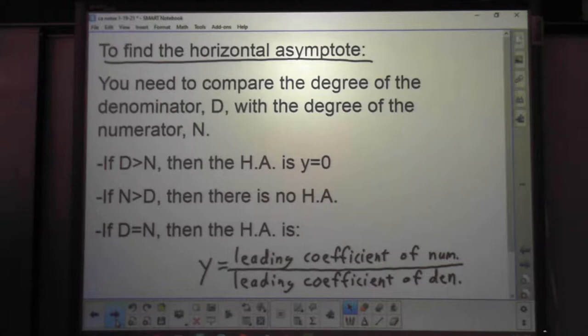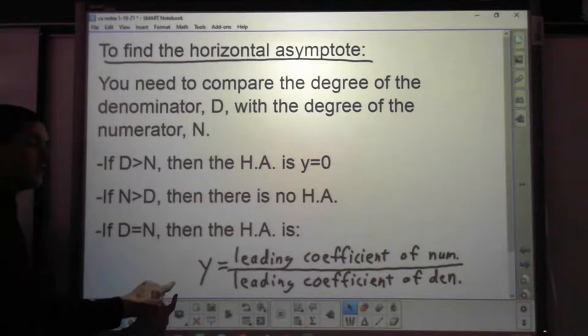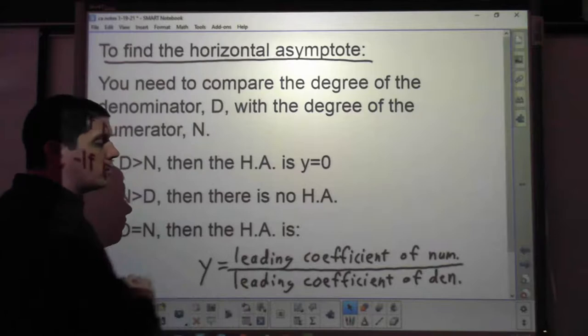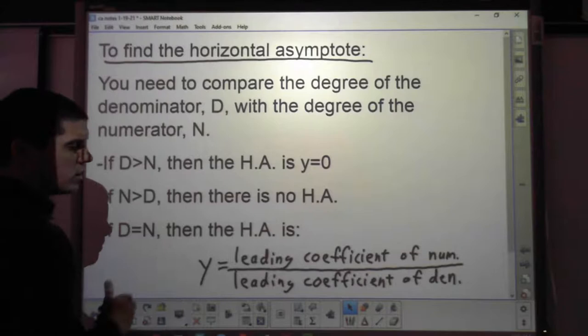If the degree of the denominator is equal to the degree of the numerator, then we have a very simple thing here. This is a lot of words for something that's very simple here, okay? Then the horizontal asymptote is y equals the leading coefficient of the numerator over the leading coefficient of the denominator. So whatever terms tell us that they have the same degree in top and bottom, we just look at the coefficient of those terms. And then that's how we figure this out.